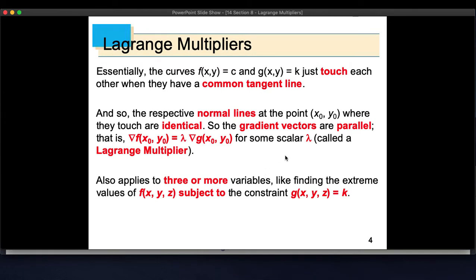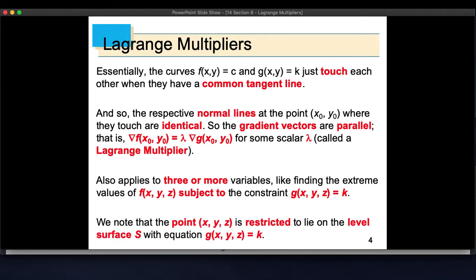Now, essentially, this can work not only for functions of two variables, but it actually can work for functions of three or more variables. Now, lucky for you, the most we'll do in this class is going to be f of x, y, z, so subject to functions of three variables. But the good news is that no matter if you are doing this method with a function of two variables or a function of three variables, it's the same process either way. And one more point to note is that the point x, y, z is restricted to lie on the level surface S with the constraint of g equals k.